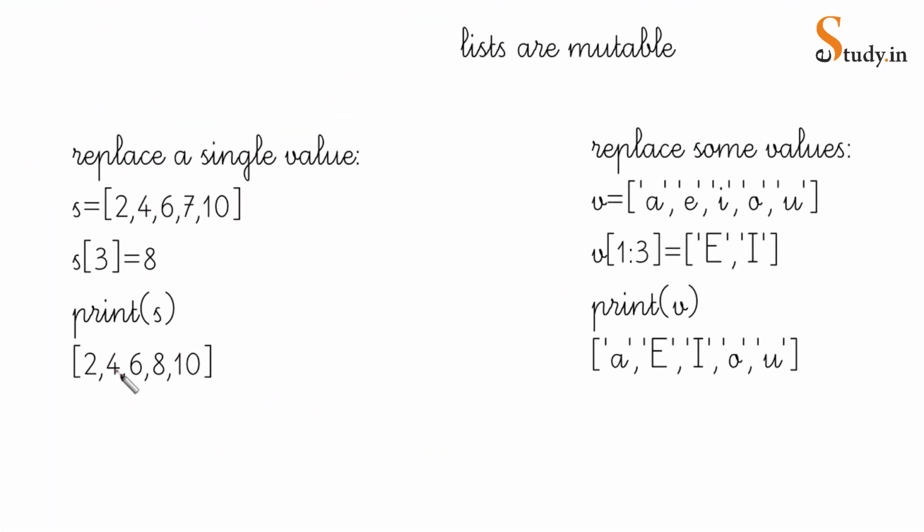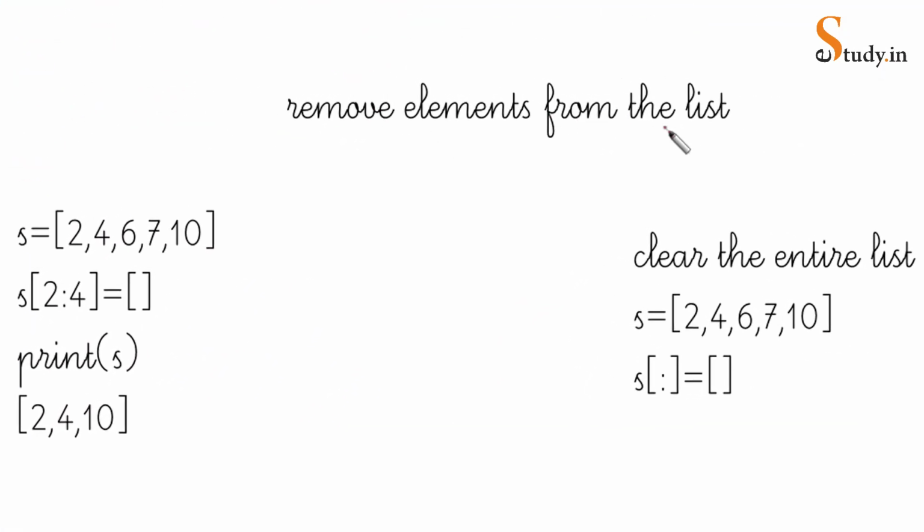Okay, now moving on. The next is remove elements from the list. How can we remove the elements from the list? Let's suppose this is a list and we want to remove a few elements from the list. We just have to give the slice here, the elements which we want to remove, and after that we put empty square brackets, so those elements would be removed. And if you want to clear the entire list, this is how you can do it. If you simply write S and then simply put colon here, that means we are saying slice. We have not given the starting position and we have not given the ending position, so it will presume starting from 0 till the end, and it will remove all the elements from the list.